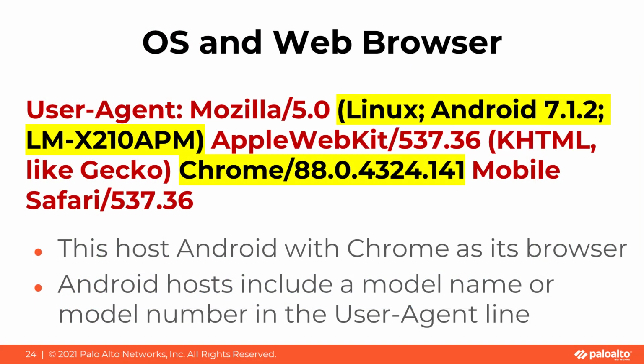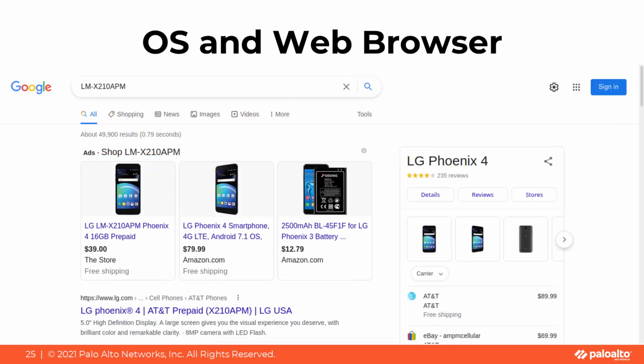This is an Android host using Chrome as its browser. Android hosts include a model name or a model number in the user agent line. In this case, we see LM-X210APM. Search for that model number. Here, I used the Google search engine, and you should find that this model is an LG Phoenix prepaid phone that uses AT&T as its carrier.